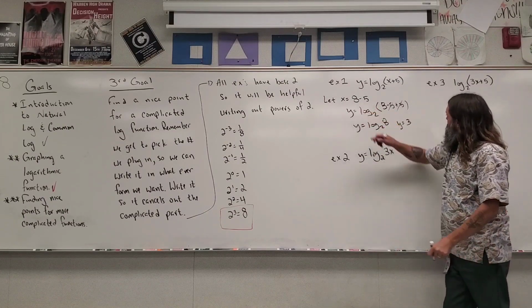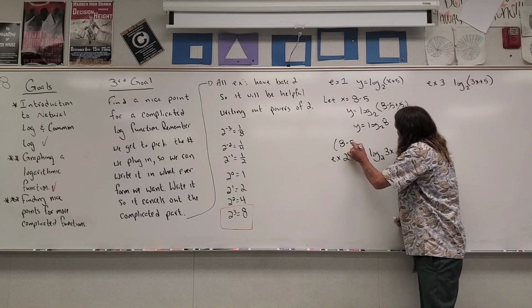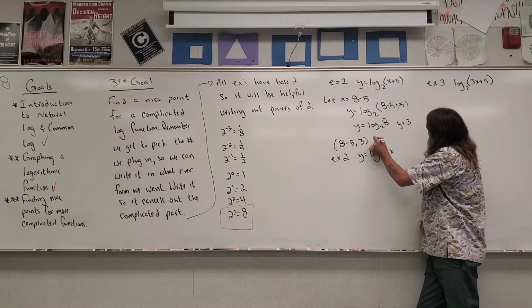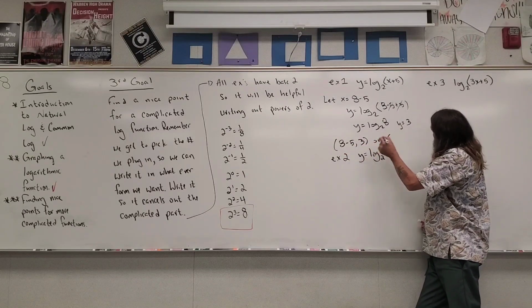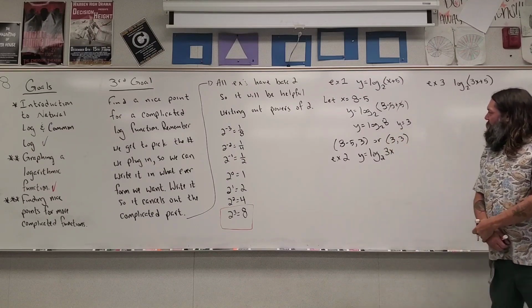So I know what x equals. X equals 8 minus 5, and y equals 3. Now, I can actually simplify that one. That was the one I can simplify. 8 minus 5 is 3. So I can find a nice ordered pair by plugging in 3.